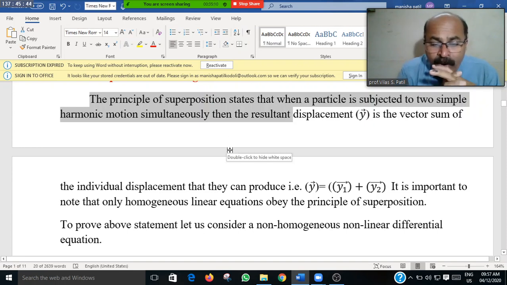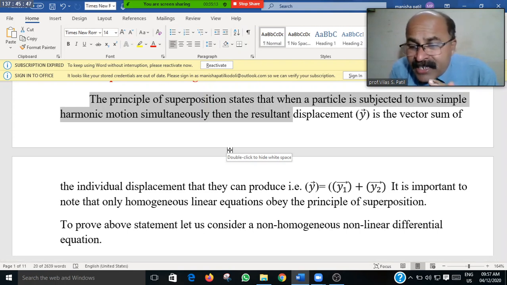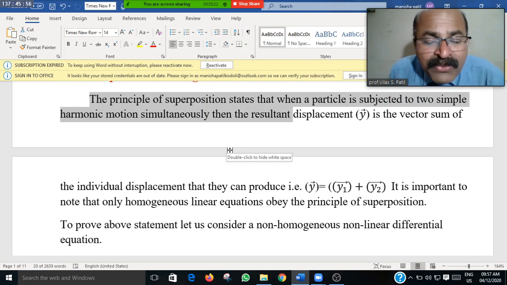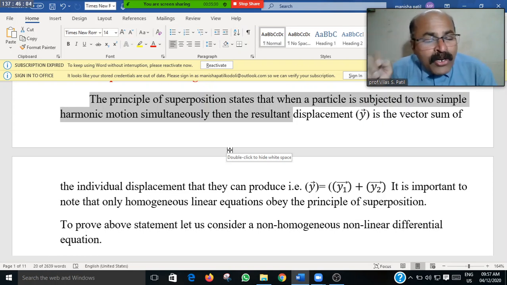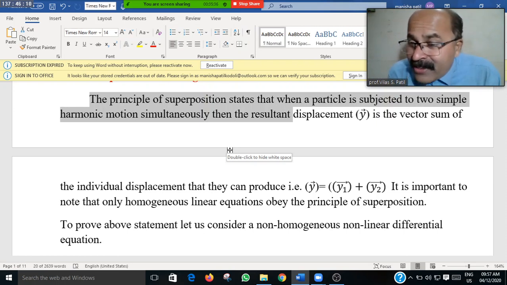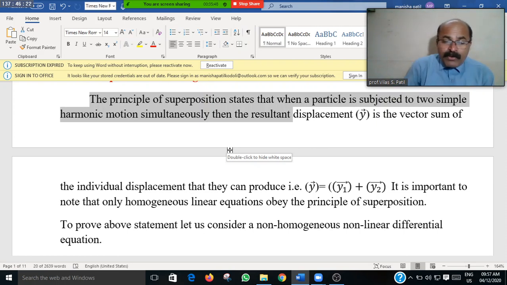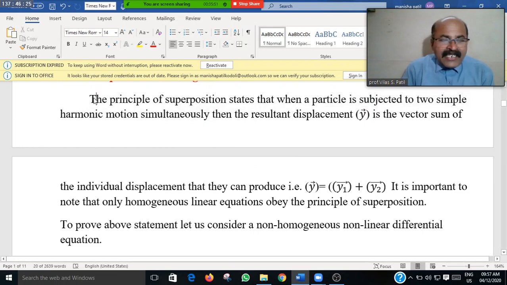Superposition states that when a particle is subjected to two simple harmonic motions simultaneously, then the resultant displacement y is the vector sum of the individual displacements they produce. That is, y is equal to y1 vector plus y2 vector. It is important to know that only homogeneous linear equations obey the principle of superposition. The principle of superposition will be obeyed only by linear and homogeneous equations. And what is the statement of the principle of superposition? This is the statement, friends.